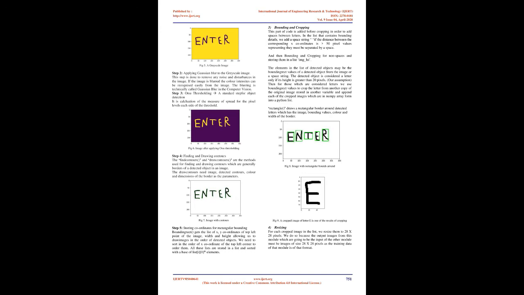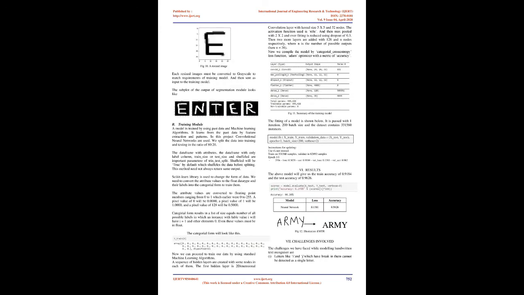The detected object is considered a letter only if its height is greater than 20 pixels. That is our assumption. For those which are considered letters, we use bounding rect values to crop the letter from another copy of the original image stored in another variable, and append each of the cropped images, which are in NumPy array form, into a Python list. Rectangle draws a rectangular border around detected letters, taking the image, bounding values, color, and width of the border. Fig 8. Image with rectangular bounds around.